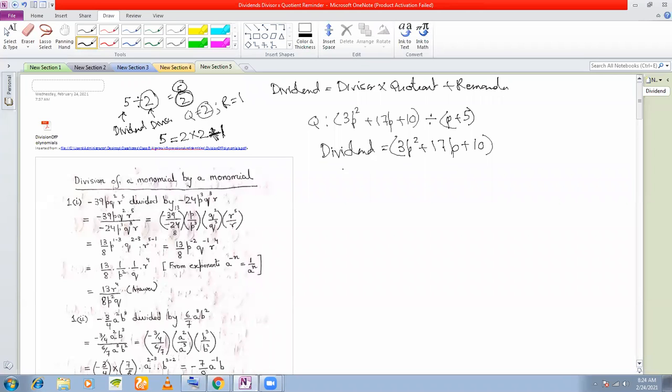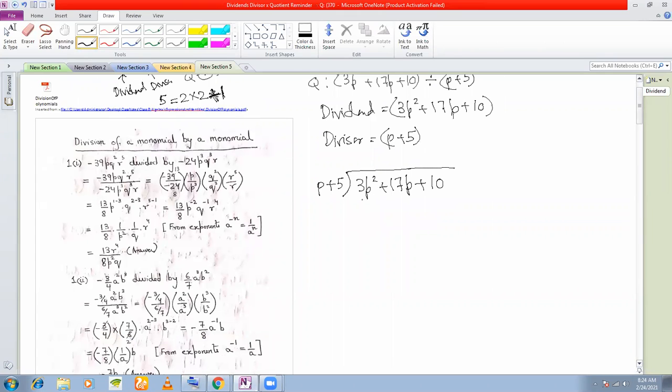And the divisor here is p plus 5. Okay. So therefore we start dividing now. P plus 5, 3p square plus 17p plus 10. Now, in order to start the division, whenever you are dividing, you must see the first term in the expression of the dividend. Here the first term is 3p square. So step 1. This you'll do in rough. Okay. 3p square you have.